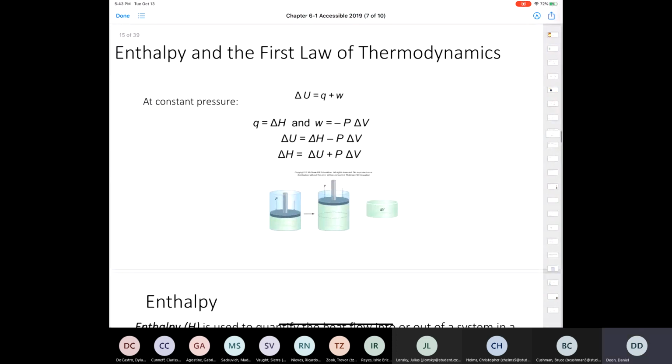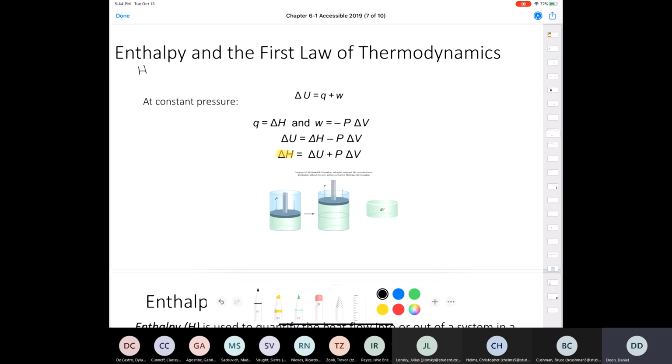Well, I want to get right into the next subject, which is what is called enthalpy. Enthalpy and how it relates to the first law of thermodynamics. Now, you might be wondering, what the heck is enthalpy? Well, enthalpy is H. Okay, so we use capital letter H to represent enthalpy.